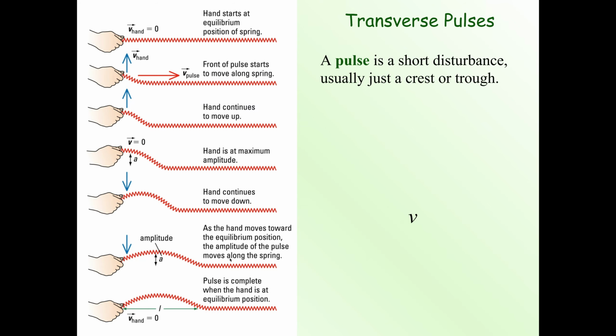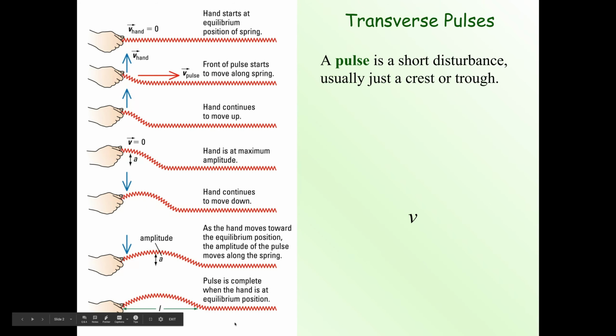Okay, the amplitude of the pulse moves along the spring. Again, the amplitude is from equilibrium position up to the crest. Then the pulse is complete when the hand is back at equilibrium position. So this creates this crest, which then would run down the wave as it went.